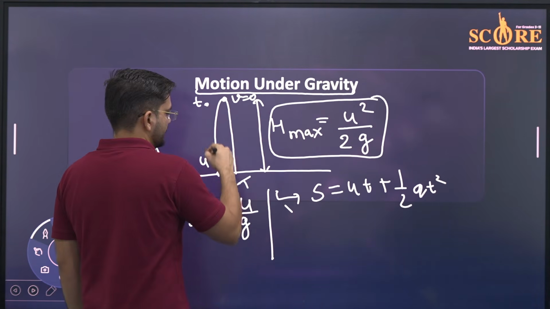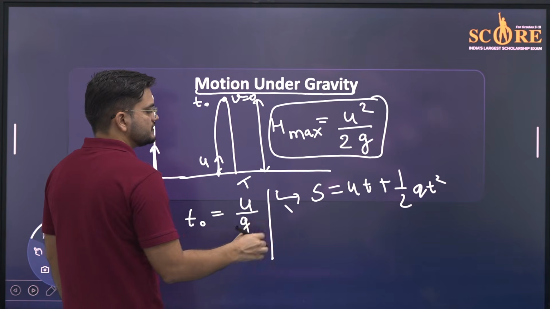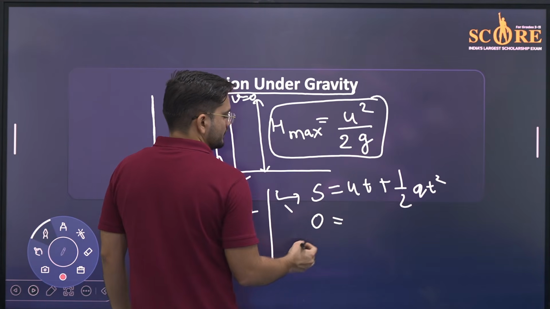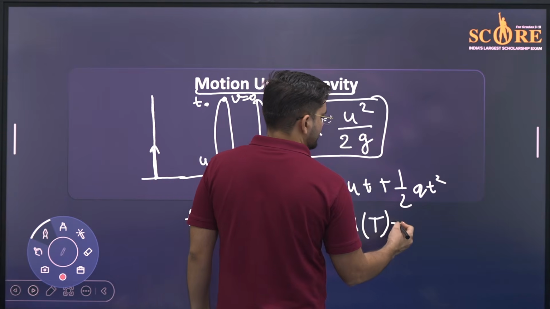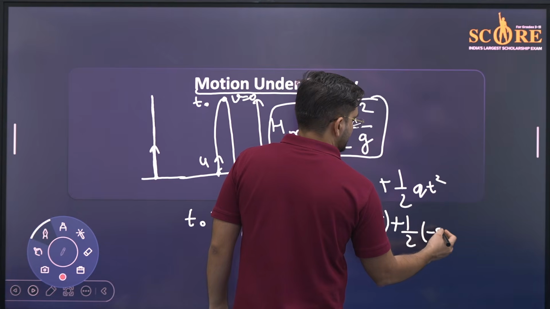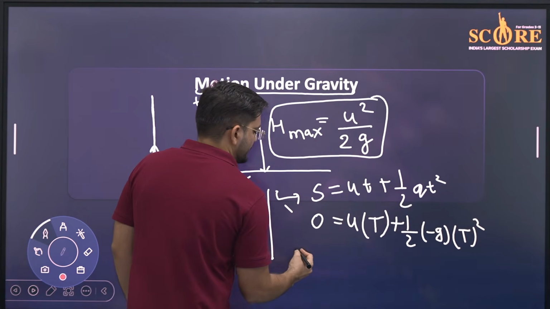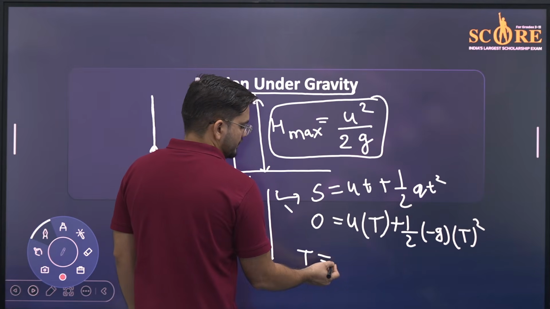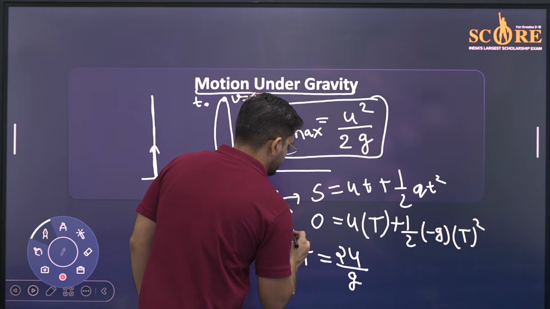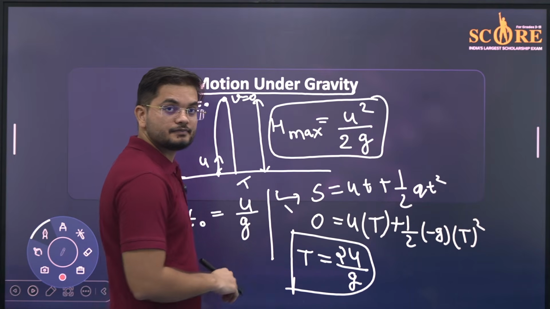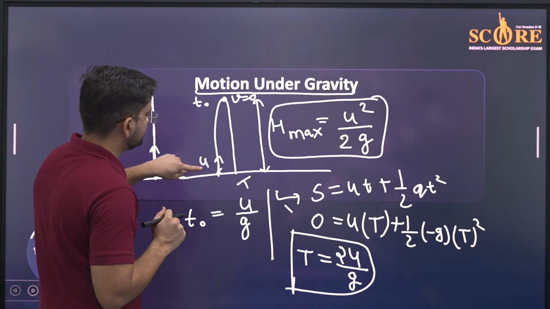During the whole journey, the particle returns to its initial position, so the displacement will be 0. Initial velocity is u, time is capital T, plus half a is minus g, and it is capital T square. By solving this, we can achieve T is equal to 2u by g. Clear? Now here, one important point worth noticing.